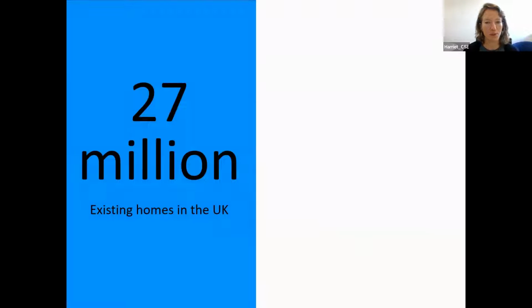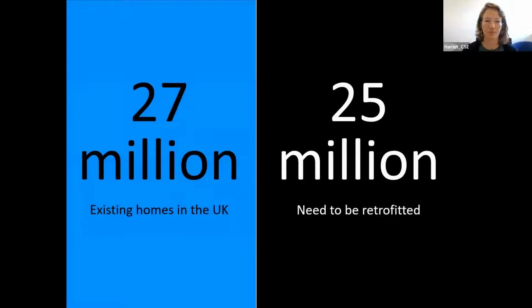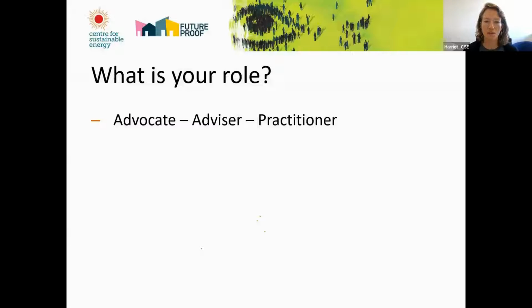So we'll remember from module 1 that there are a lot of homes in the UK that need to be retrofitted. So this is the challenge. We have 27 million homes in the UK, roughly, and we'll need to retrofit about 25 million of them. So that's a lot of homes that need retrofitting. And that's why you as a community actor and a community engager are so important. So knowing that the challenge is big, let's think about what your role can be, whether you're a member of a community group or whether you're a local councillor.